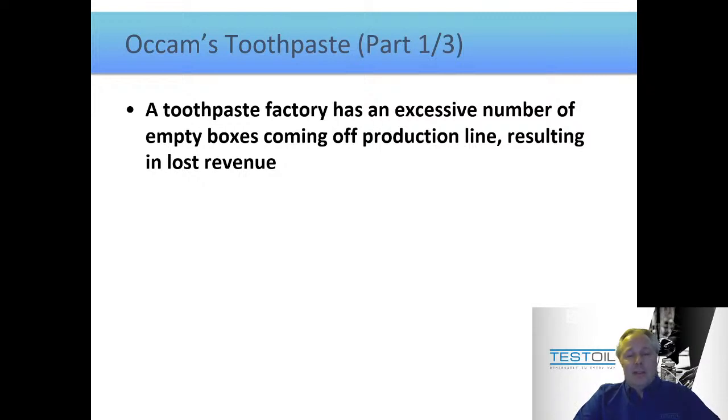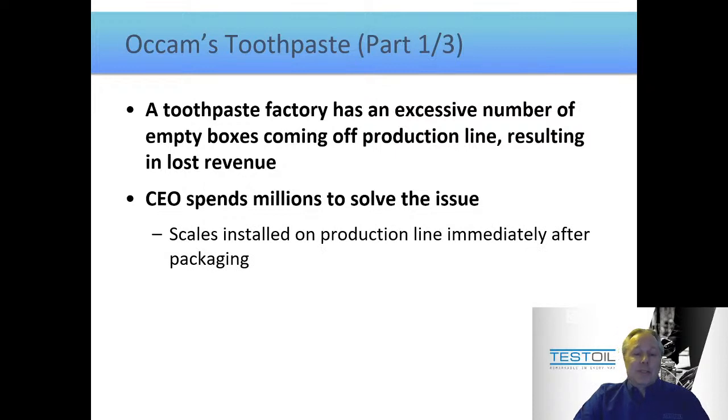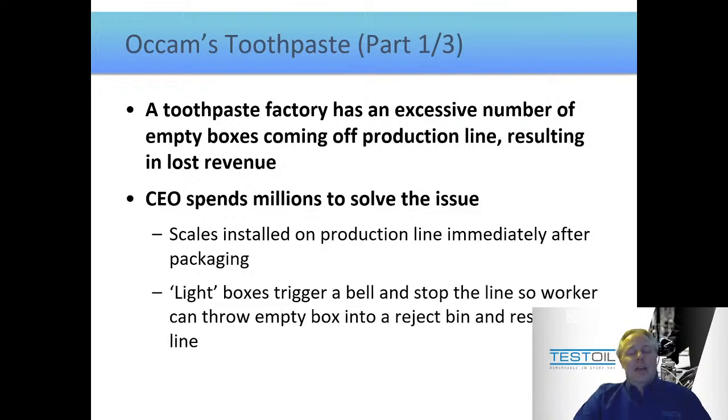Product not being in the boxes, so that was costing them money. As the story goes, the CEO spends millions of dollars upgrading the facility, and he installed some scales on the production line. After the box is supposed to be filled, the box is weighed. If it weighs something, then there's a tube of toothpaste in the box. If the box is empty, the light box will trigger an alarm, and somebody can go over, remove the box, and restart the production line.